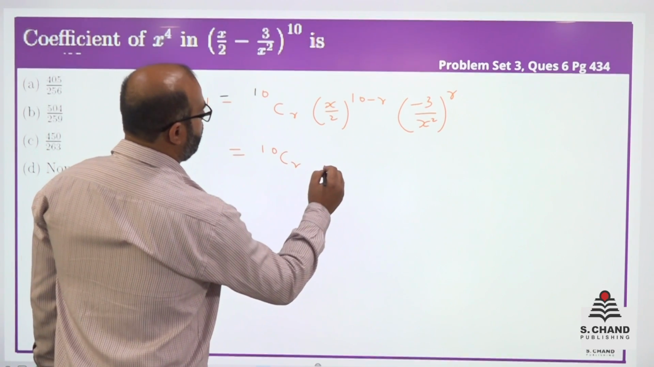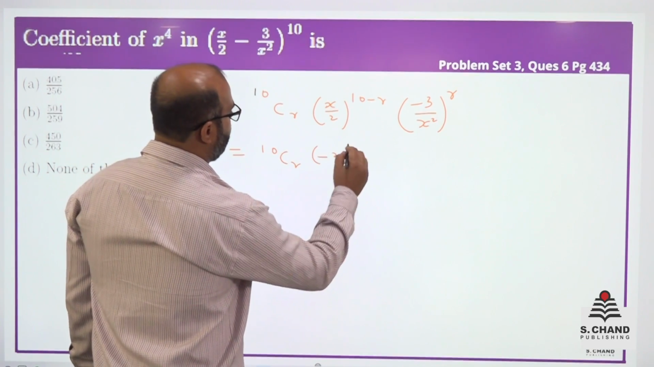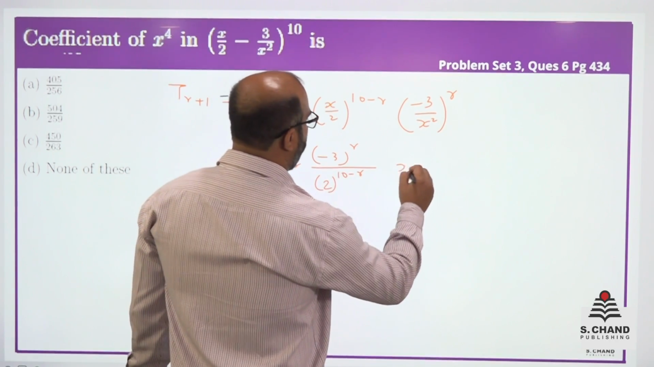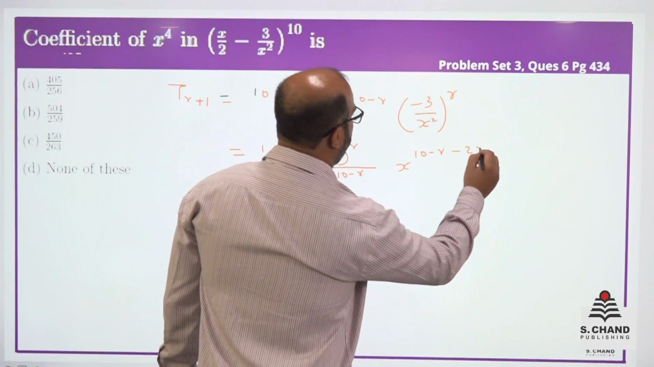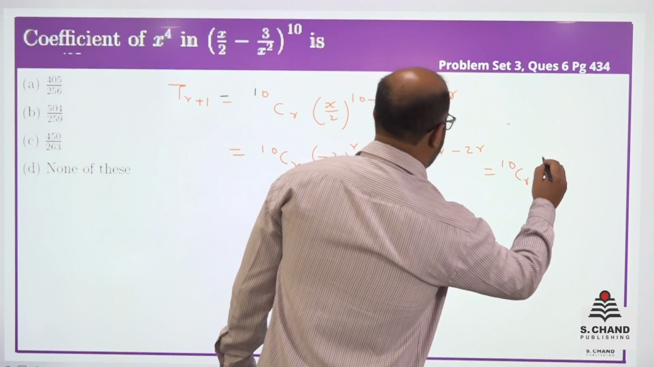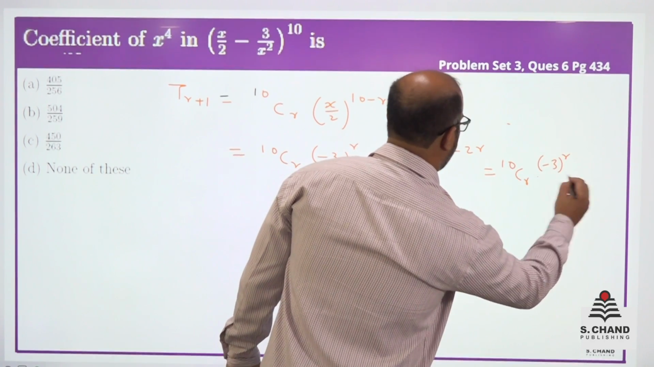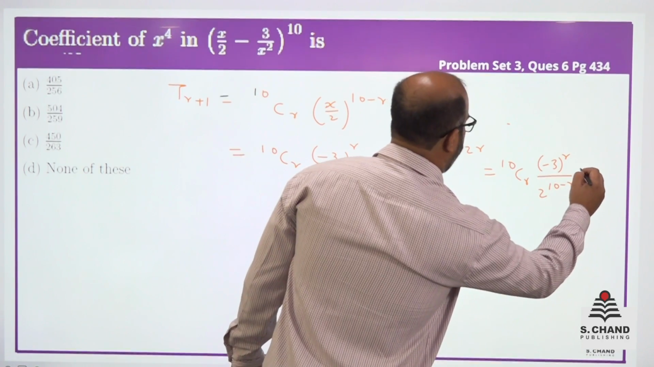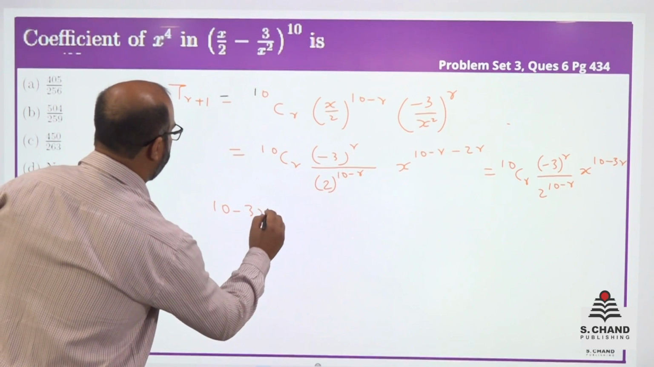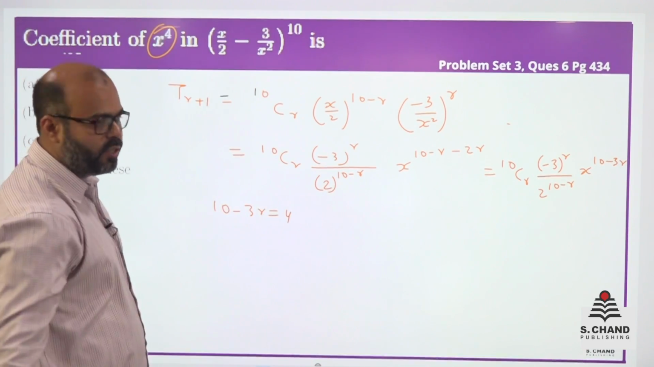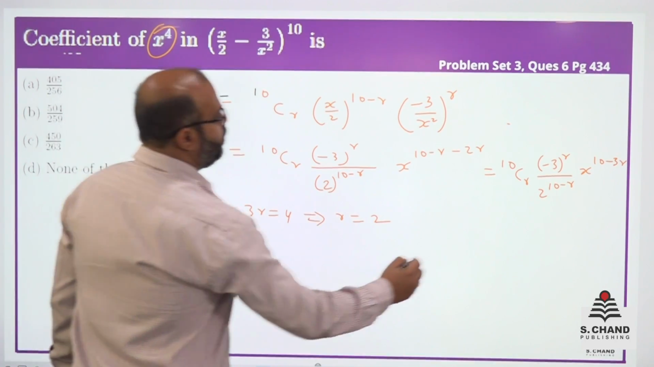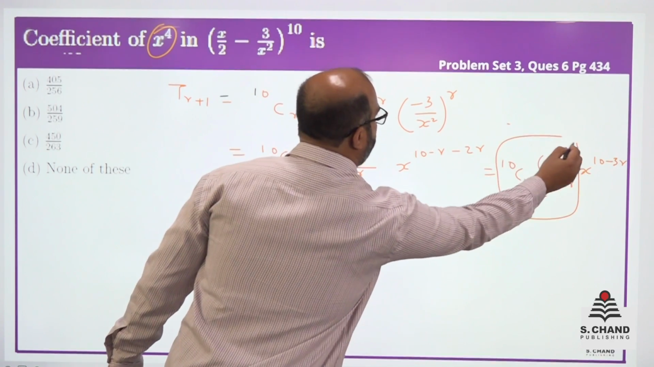10 C r, and this will be minus 3 to the power r upon 2 to the power 10 minus r, x to the power 10 minus r minus 2r, which will be actually 10 C r, minus 3 to the power r, 2 to the power 10 minus r, x to the power 10 minus 3r. Now this 10 minus 3r is given as 4, since the x to the power 4 coefficient you need. So this implies that r is equal to 2.